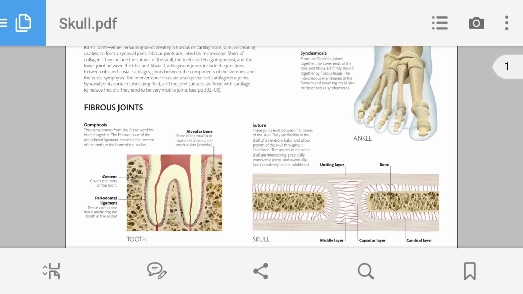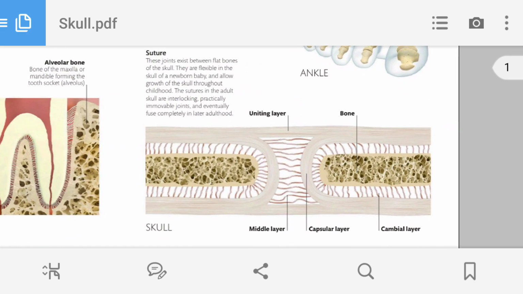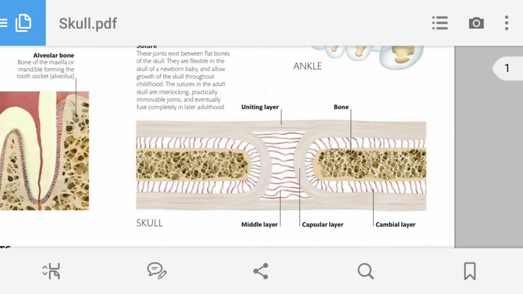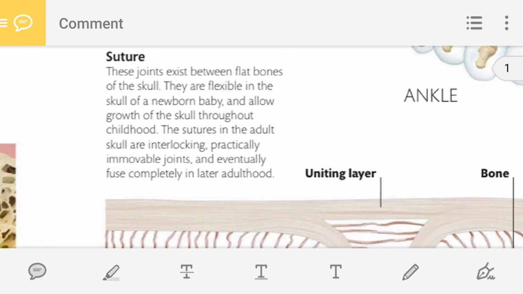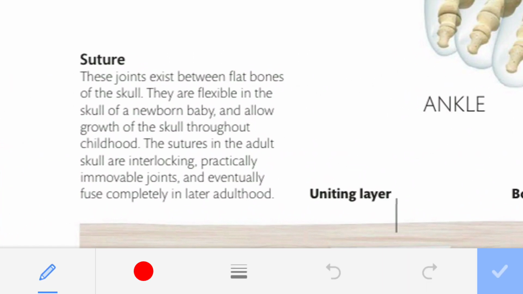Now here, this is the suture. As you can see on the screen, I am showing you one of the sutures. This one is one cranial bone, and this one is another cranial bone. So we can say this is the suture. And where are these sutures present? Sutures are the joints between the cranial bones, and they are present between the flat bones of the skull.